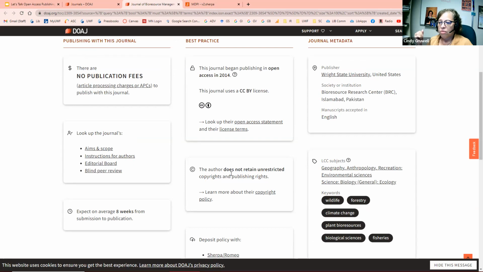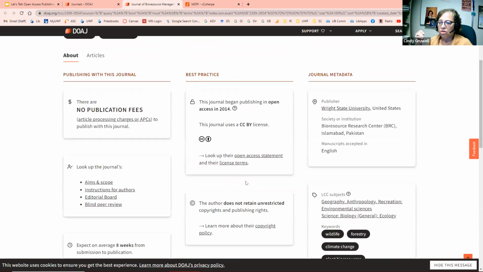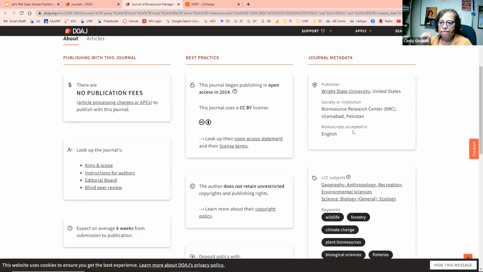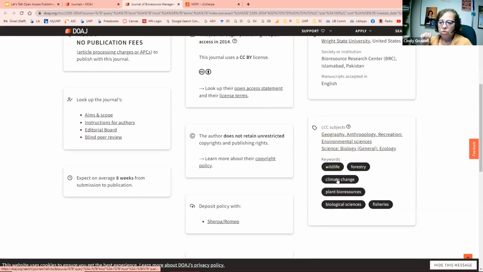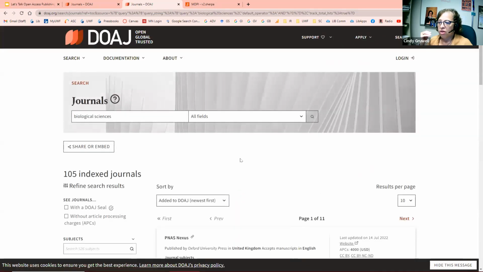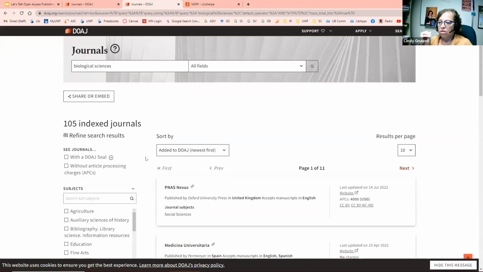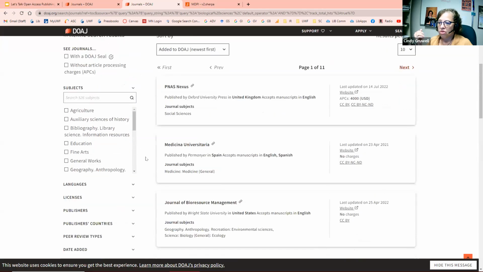The author, of course, retains unrestricted copyright and publishing rights, and that's the whole point behind part of open access. And then the publisher is Wright State University in this case, an institution in Pakistan. You'll see keywords, and sometimes this can be a little helpful if you were doing something with biological sciences. It'll take you back out and it will again look for these particular resources.